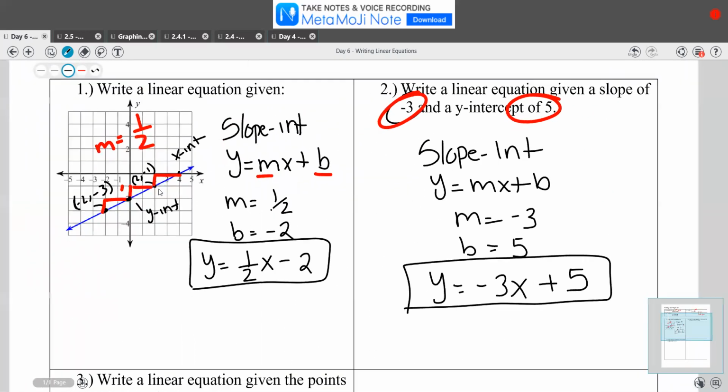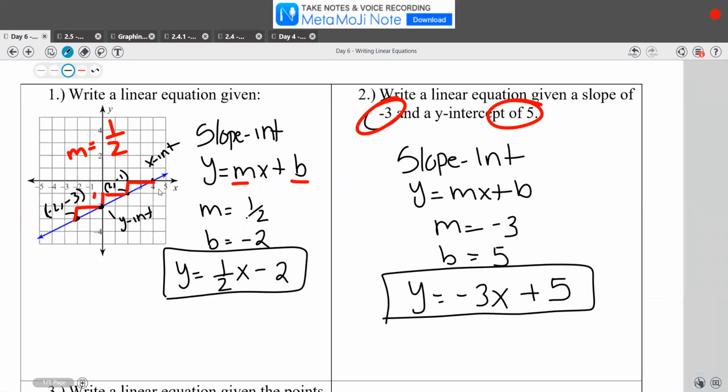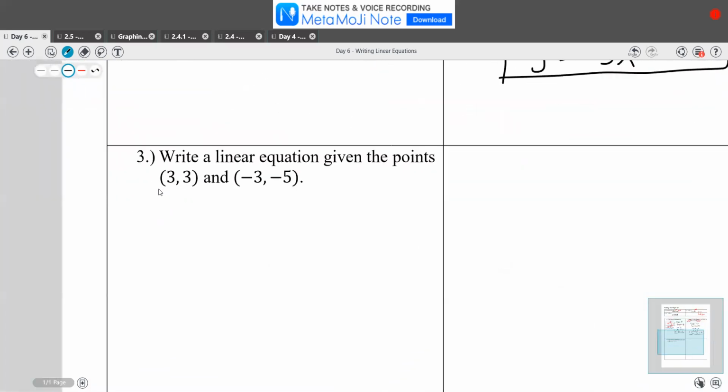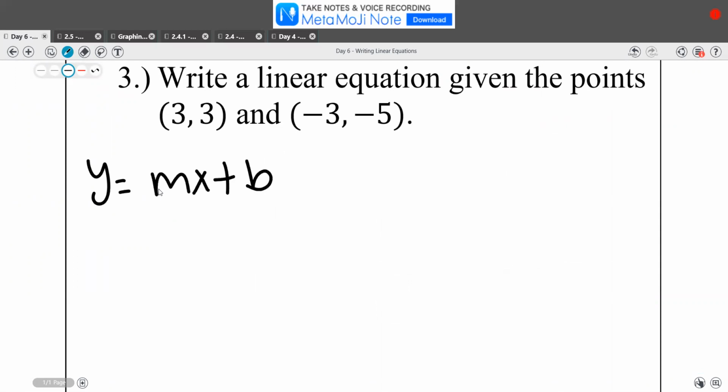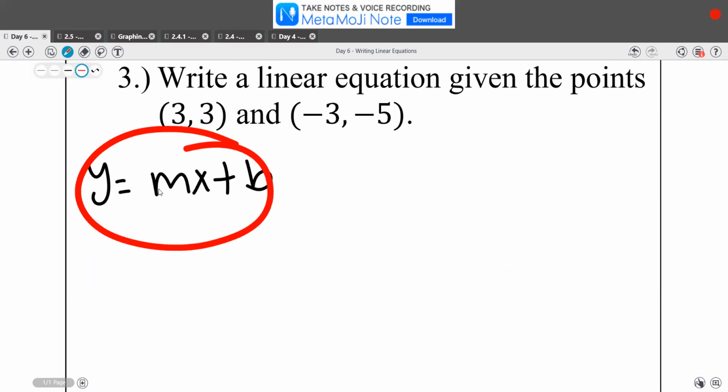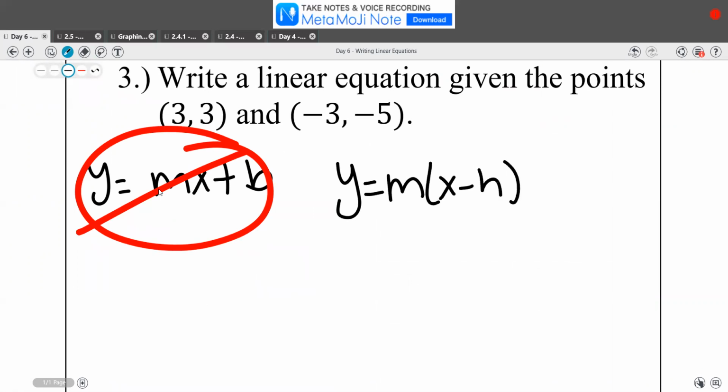Okay, so all of those are pretty simple examples, and we're using the slope-intercept form. Now, what happens when the slope is not given to us? So let's go ahead and take a look at number 3. It's given us two random points. The y-intercept is not given to us, and the slope is not given to us. So y equals mx plus b, right? In this case, it's not gonna work. I gotta go ahead and use y equals m(x minus h) plus k, right? Which is my HK form.